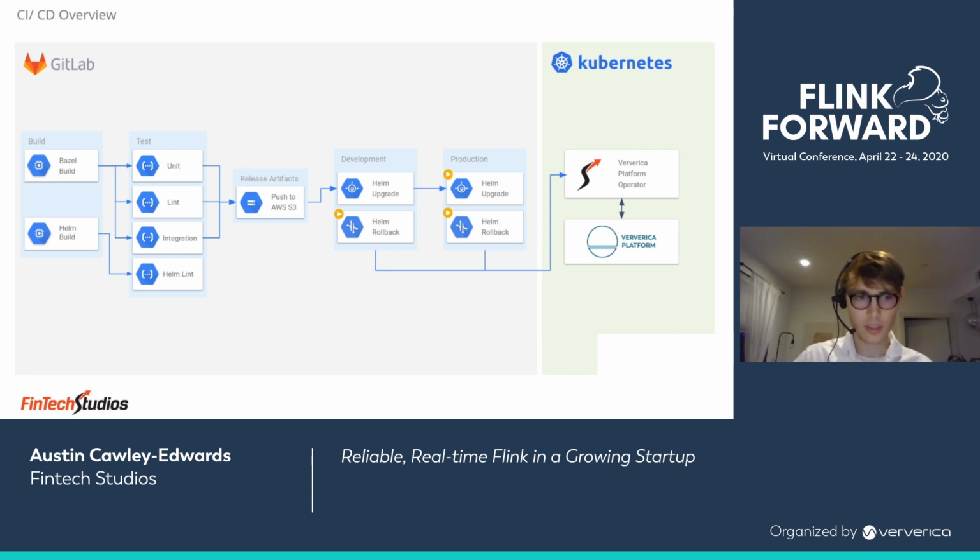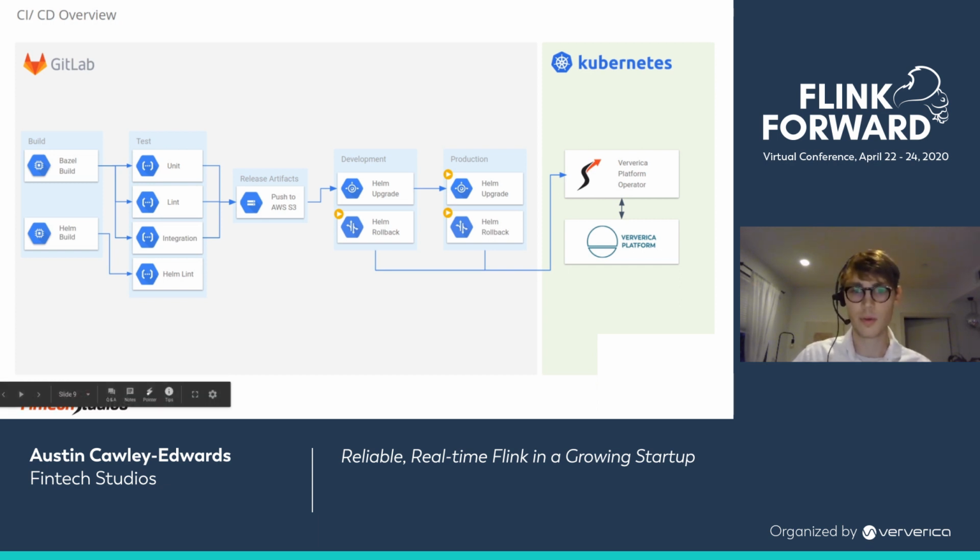We've got our building of the artifacts. We test the artifacts and then we push them up to S3. From there, we deploy directly into our development cluster through a Helm upgrade. This will push all of our resources into Kubernetes. The Ververica platform resources will get picked up by our operator, and the other resources like config maps and secrets get picked up by their controllers. And the operator synchronizes with the platform and tries to make that deployment happen.